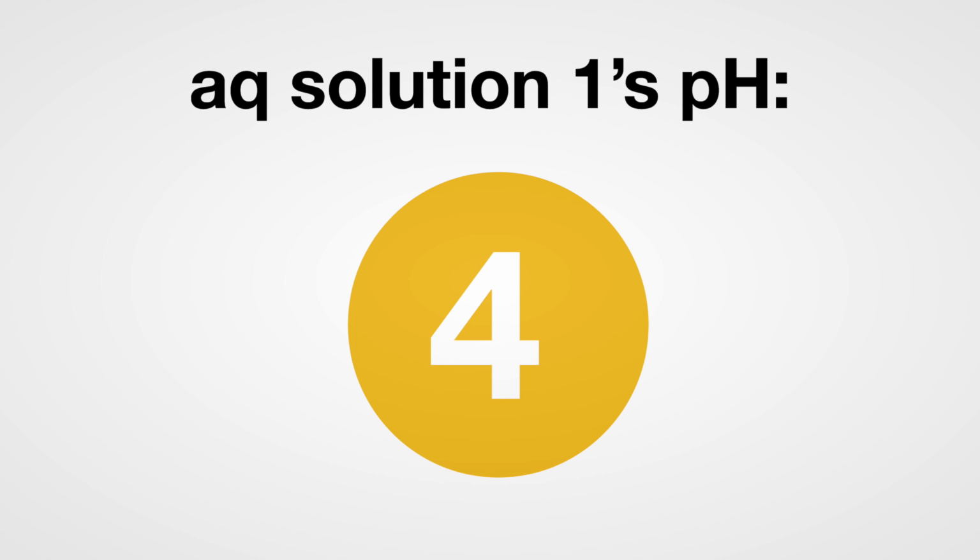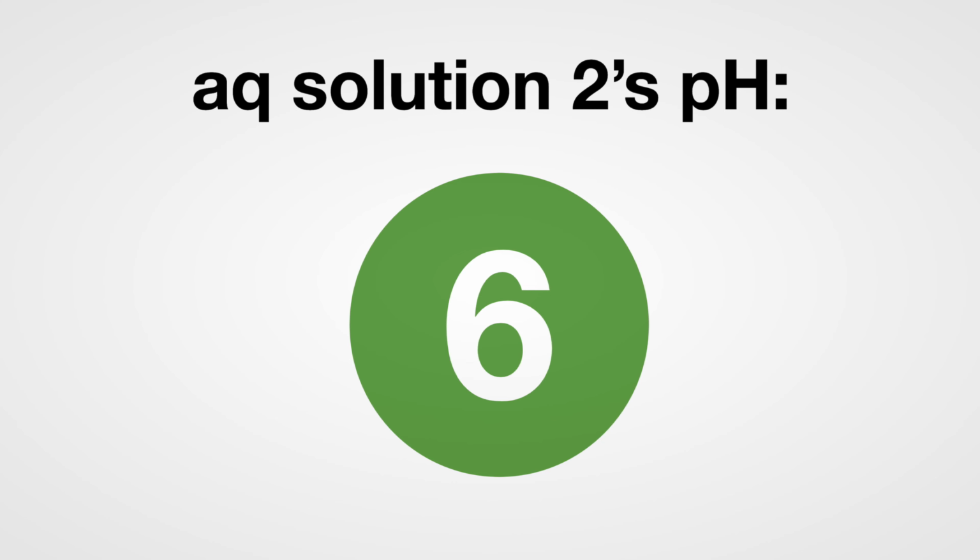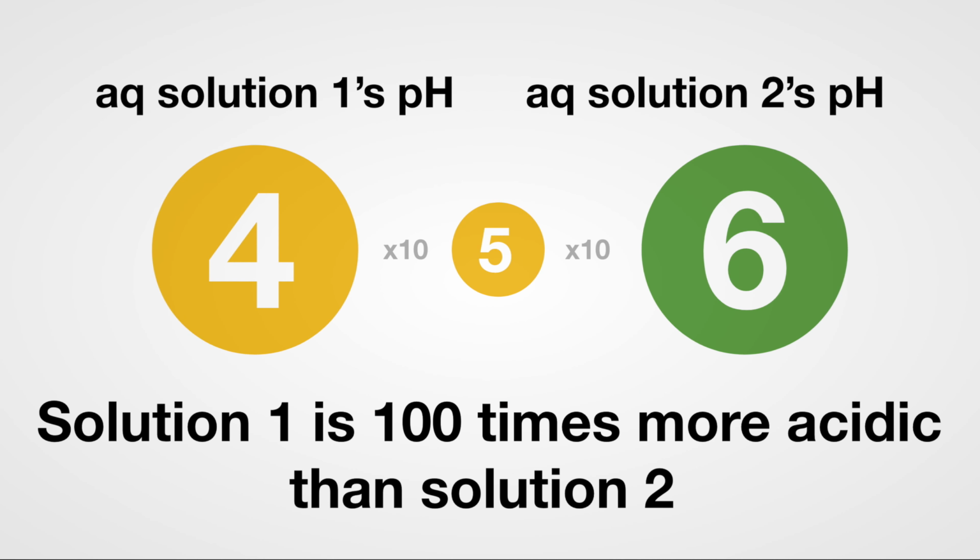One thing to note is that the pH scale is tenfold. So if we have one solution with a pH of 4 and another solution with a pH of 6, solution 4 is 100 times more acidic than solution 6.